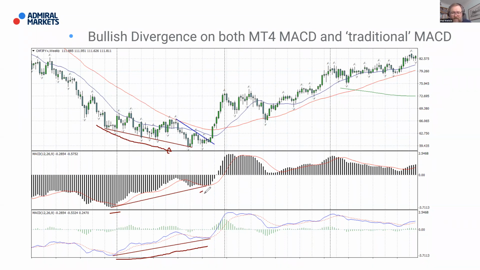So being able to see the divergence is still very, very clear, and then we basically get a break of a trend line, and you can see price rallies its way up. So it's still there for us to utilize, and still very valuable for us as a trading tool.